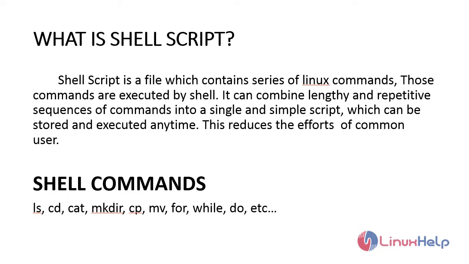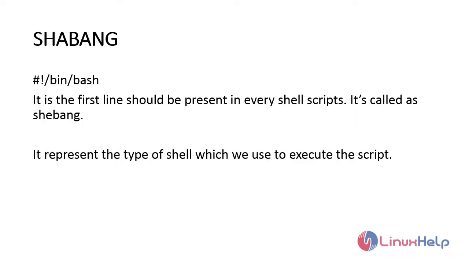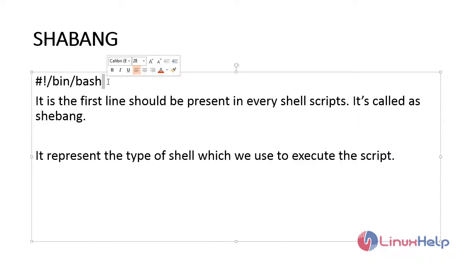Okay friends, now we are going to see shebang. In every bash script, we will see this line as the first line of the script. It is called the shebang. It is present because it represents the type of shell which is used to execute the script. Here it is bash, so it uses the bash shell to execute that script.